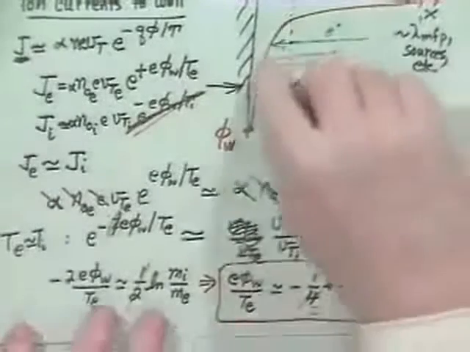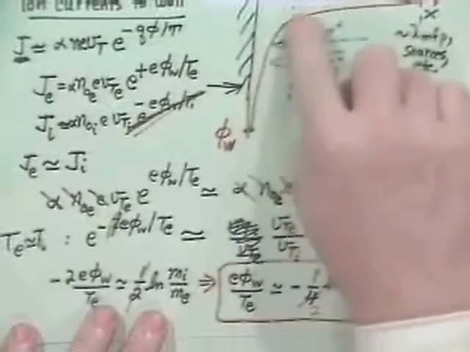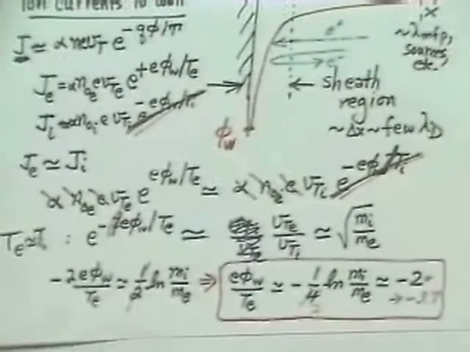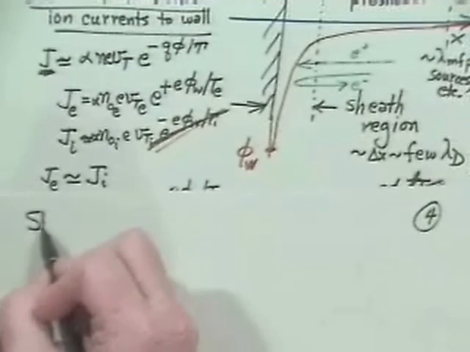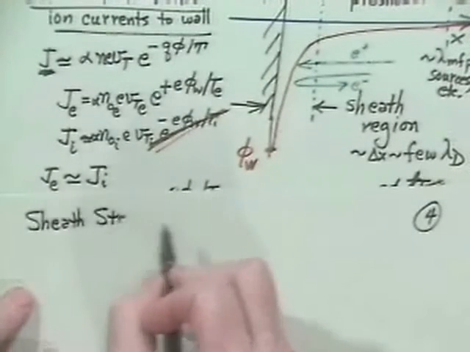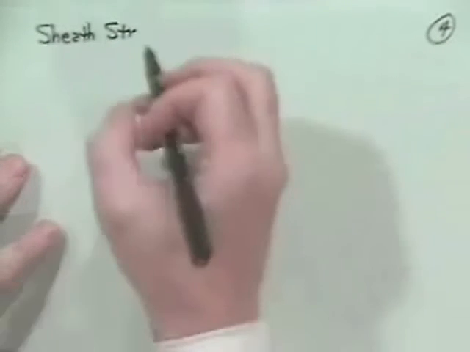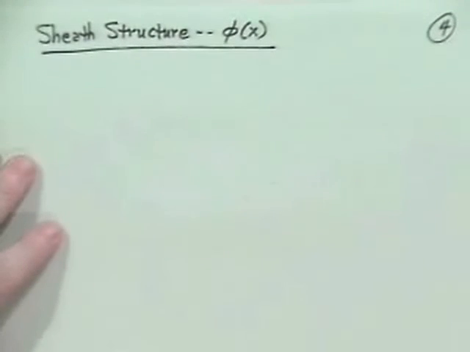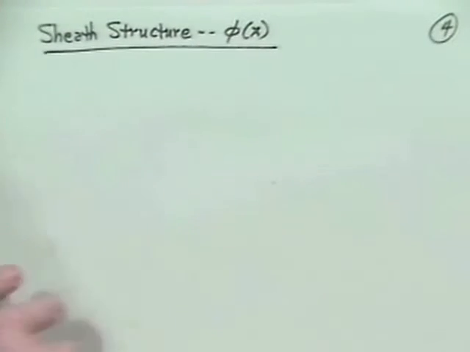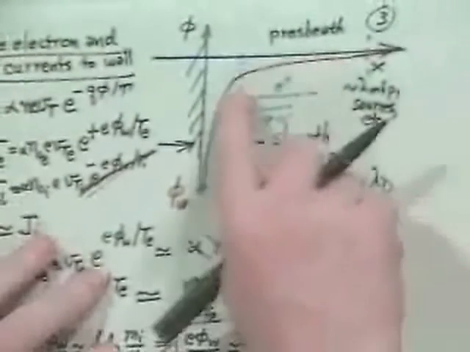Next thing we'd like to do is get some handle on the shape of the potential distribution out in here. Let's call that the sheath structure. So how do we get at that? What we mean by sheath structure is phi of x. What do we need? That is the first question. How are we going to calculate the potential variation here?